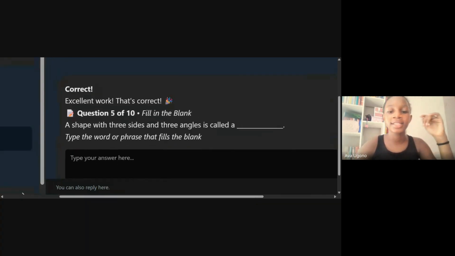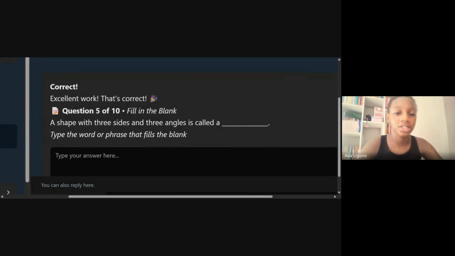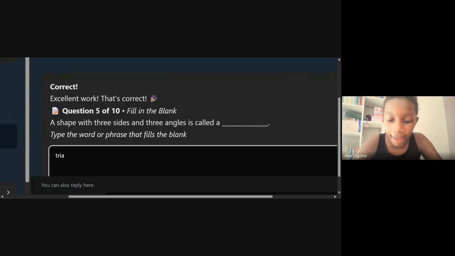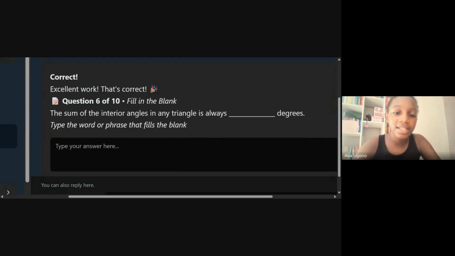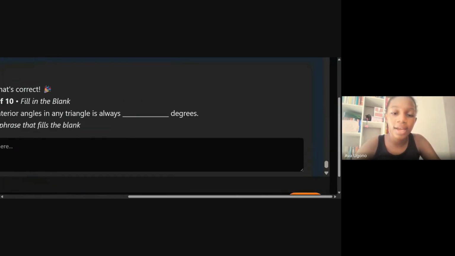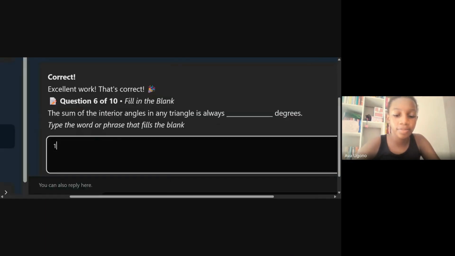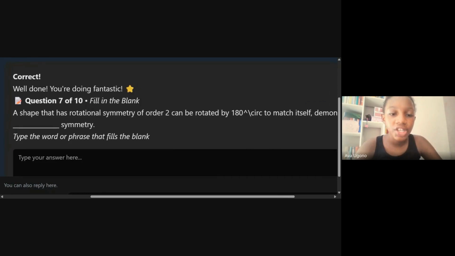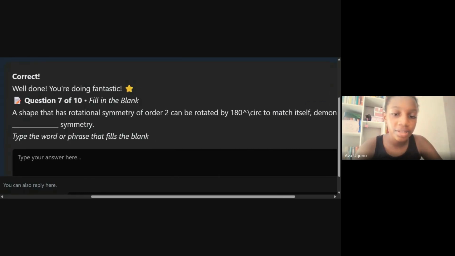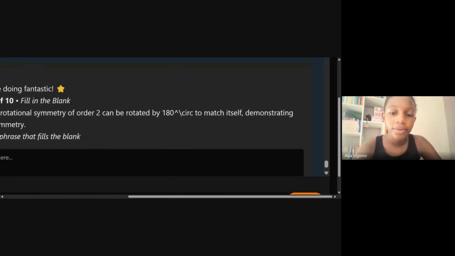And that is correct. Now I've moved into the fill in the blank questions. A shape with 3 sides and 3 angles is called a triangle. That is correct. Now the sum of the interior angles in a triangle is always dash degrees. I'm going to put 180.